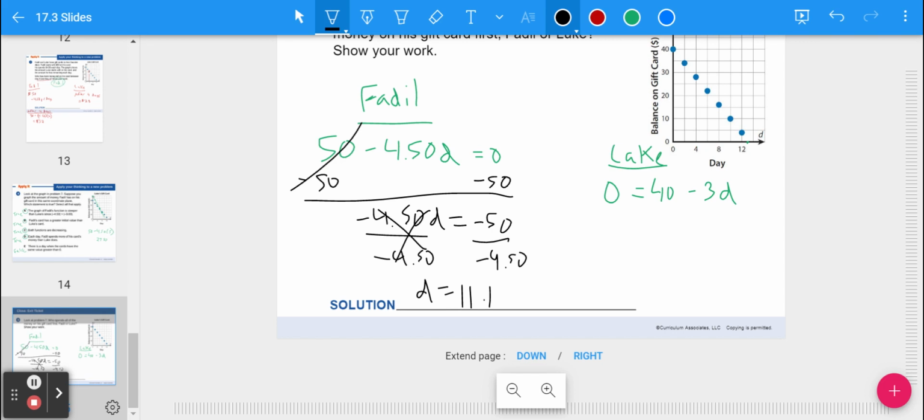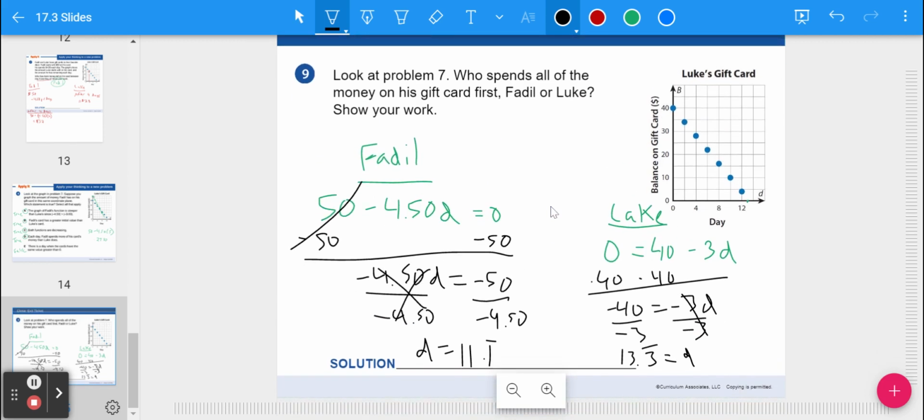Whereas Luke, if I subtract 40, because I get rid of that, negative 40 equals negative 3D, divided by negative 3. It'll be 0 when 40 divided by 3, which is 13.3 repeating days. So that means that Fadil's will run out faster, mainly because it's going down, spending more money each day.